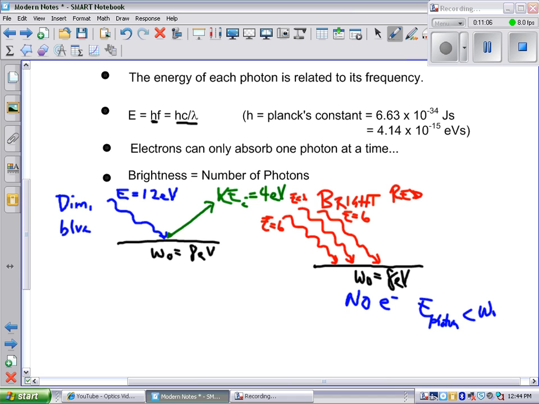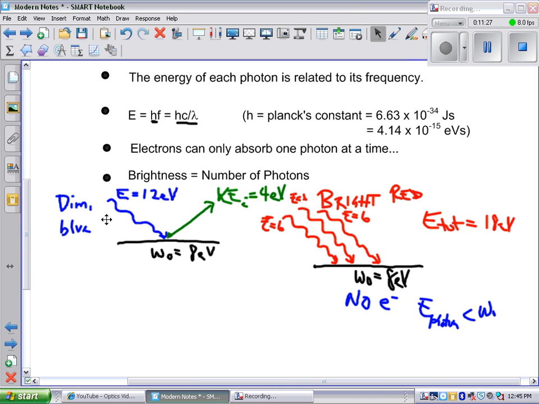My E total, I want to make a note of this, my E total is equal to 6 plus 6 plus 6 is 18 eV. So I have lots of total energy, more than the work function, but it can't knock it out because the energy comes in particles and the electron can only absorb one particle at a time.